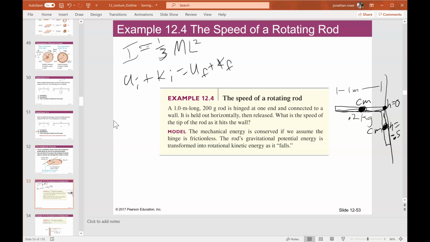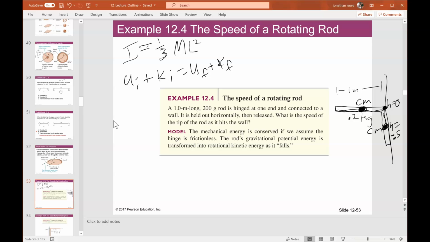So I could have swapped it up. I could have called this 0 and this positive 0.5. In fact, maybe that makes more sense. But it's arbitrary and it'll work either way. That's the beauty of it. You pick your own origin, and then base everything off that.